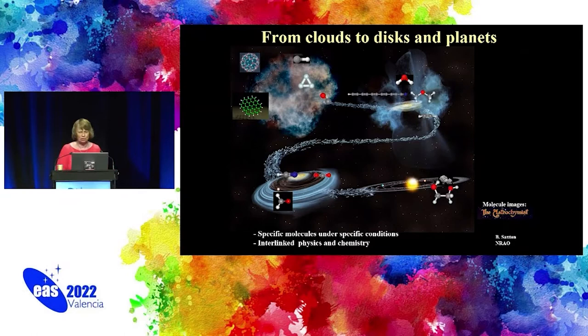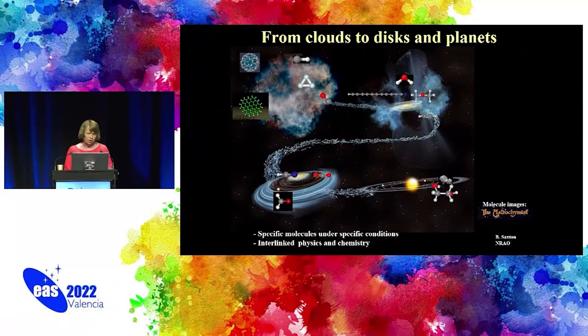So what you see here already is that physics and chemistry are interlinked. UV radiation, temperature really determine the abundances of the molecules. And that's good, because that means we have specific molecules actually under specific conditions, and we can use them as diagnostics, not just of chemistry, but also of physics.